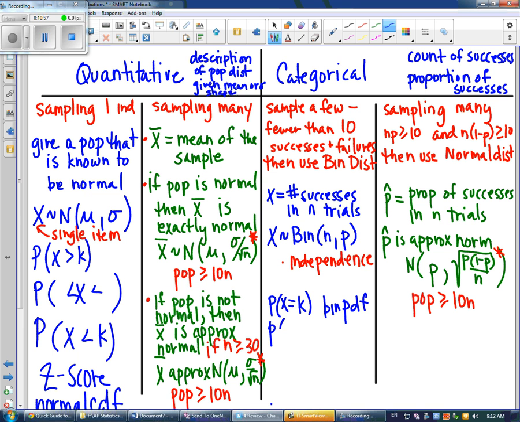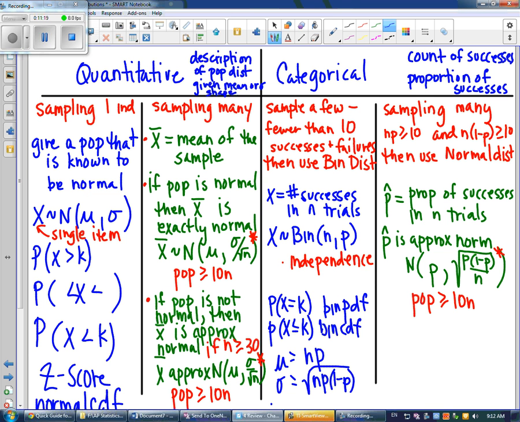Or if I'm dealing with the probability that x is less than or equal to k, I'm dealing with the binomial CDF. If I want to talk about the mean, it's just n times p, and my standard deviation is going to be the square root of n times p times 1 minus p.